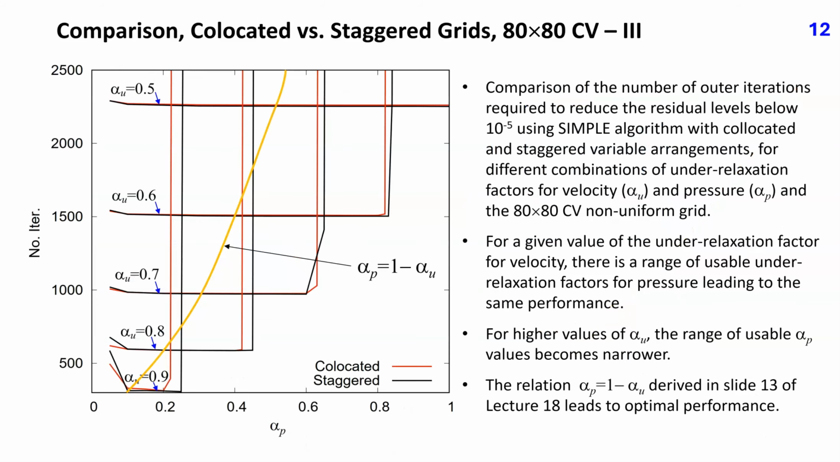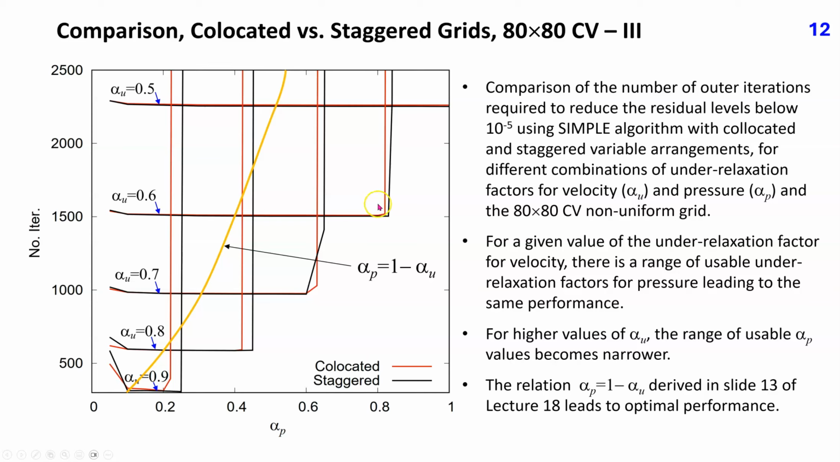This plot shows the comparison of the number of outer iterations required to reduce the residual levels below 10 to the minus 5 using simple algorithm with collocated and staggered variable arrangements for different combinations of under-relaxation factors for velocity, alpha u, and pressure, alpha p, on the 80 by 80 cells non-uniform grid. For a given value of the under-relaxation factor for velocity, there is a range of usable under-relaxation factors for pressure leading to the same performance.